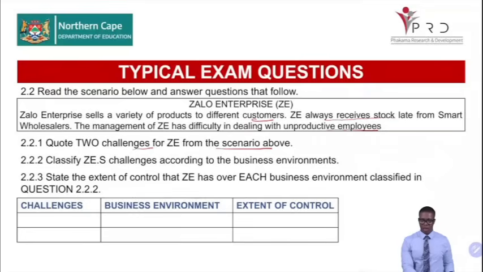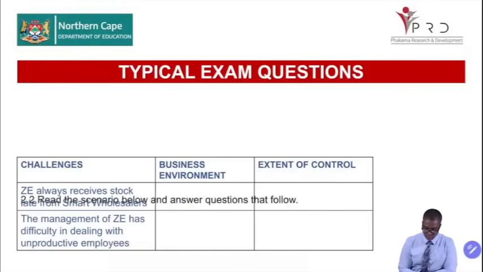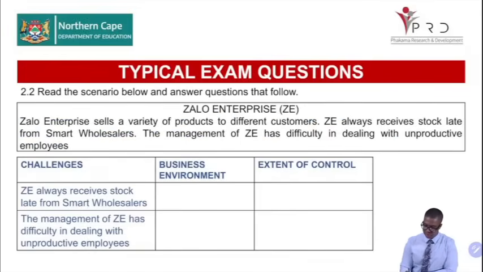Let's quote those challenges. ZE receives stock late from smart wholesalers. That's challenge number 1. Number 2, the management of ZE has difficulty in dealing with unproductive employees. And then another one is state the extent of control that ZE has over each business environment classified. So, when we go about it, we say quote. This is how you should quote. These are the first 2 challenges. ZE always receives stock late from smart wholesaler, and the management of ZE has difficulty in dealing with unproductive employees.